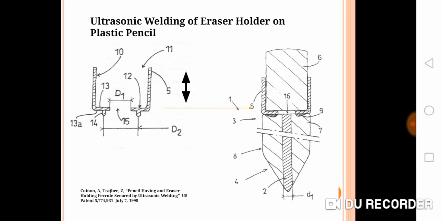Then this is ultrasonic welding of an eraser holder on a plastic pencil. This is something we see in our day-to-day applications. At the top of your pencil there will be an eraser, and that is held by a steel or some metal part. And that is actually welded using the ultrasonic welding process. In the right side figure, at points 15, 14, 15, 13, all these are areas where it has been ultrasonically spotted to the surface.